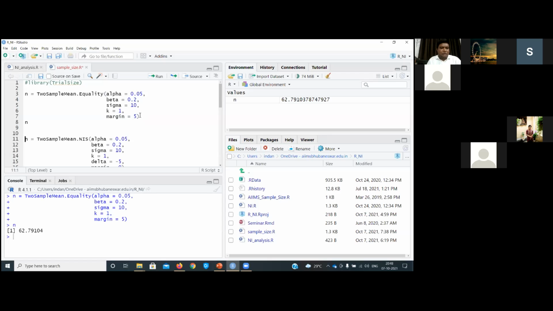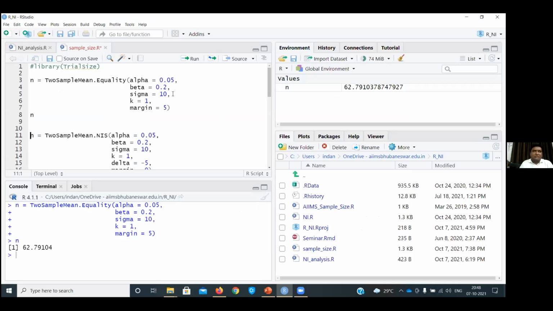I'll just run this code. You can observe that to measure a difference of 5 between the two groups with a pooled standard deviation of 10, we need a sample size of 62 in each group. Okay, here the alpha and beta errors assumed are 5% and 20%.